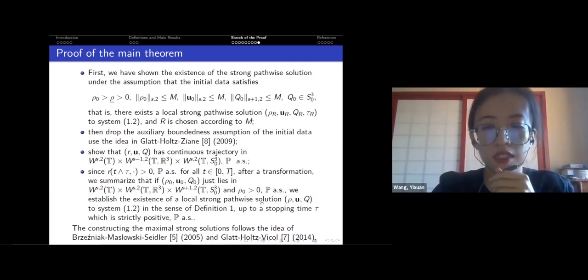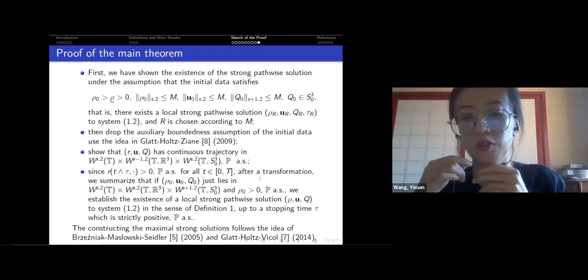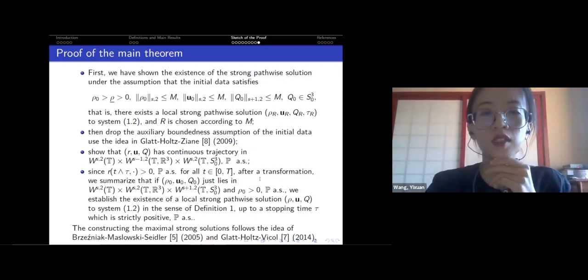Finally, by constructing all these stopping times tau, we will be able to extend the existence of the solution to a maximal one, following the ideas of these two papers. So our proof is complete here.